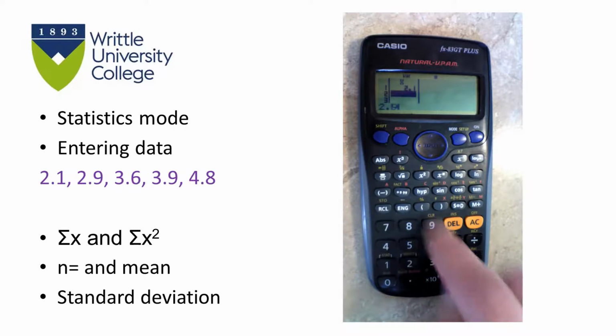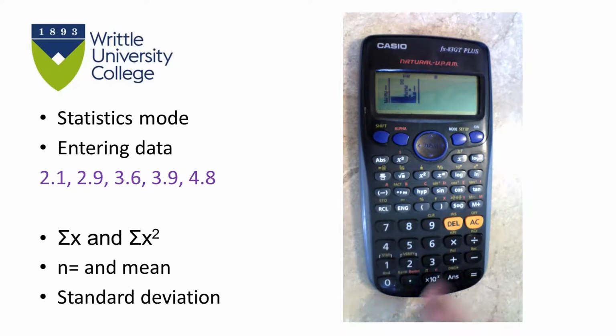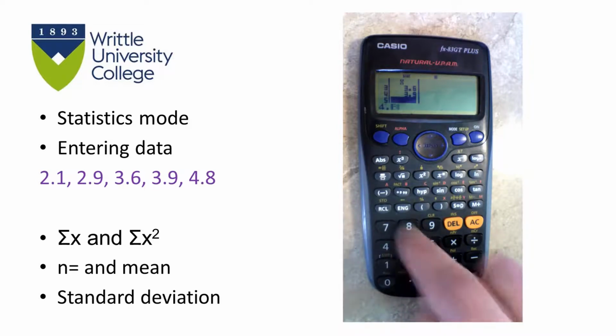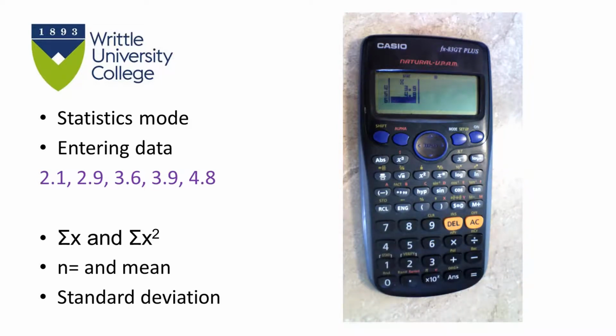2.9 equals, 3.6 equals, 3.9 equals and 4.8 equals. So we've got 5 numbers in the table. We can see that on the screen there.